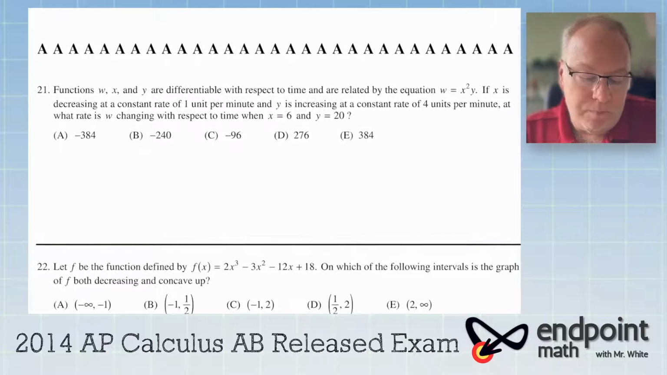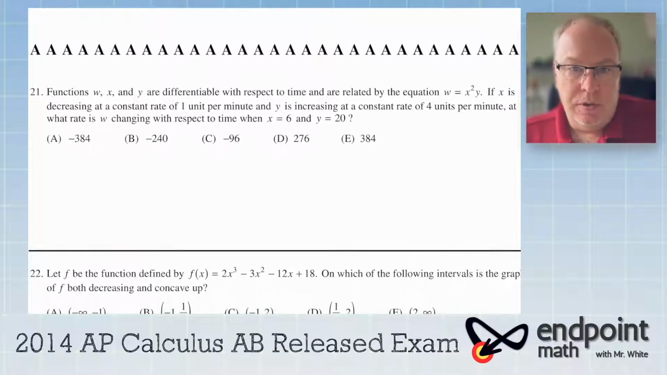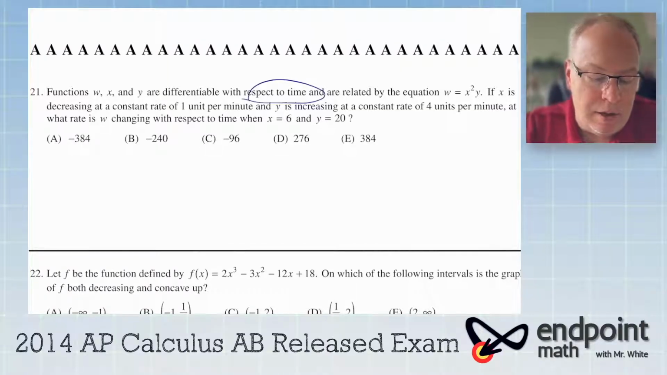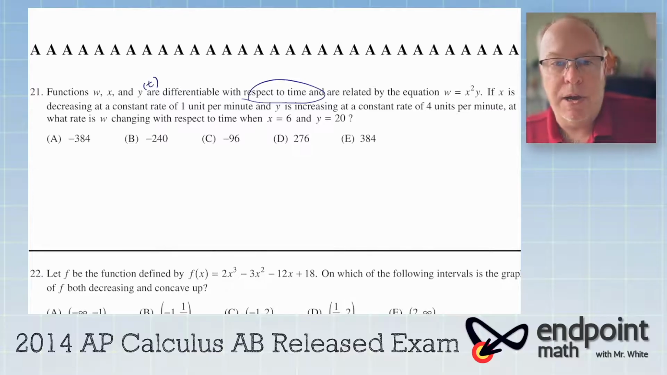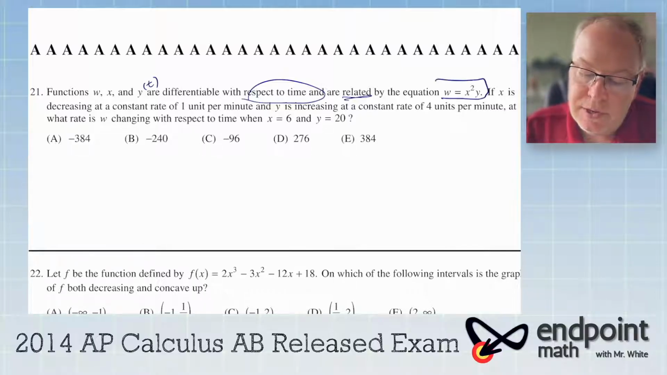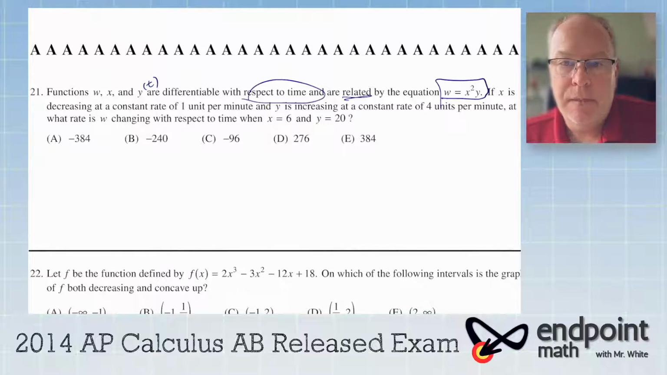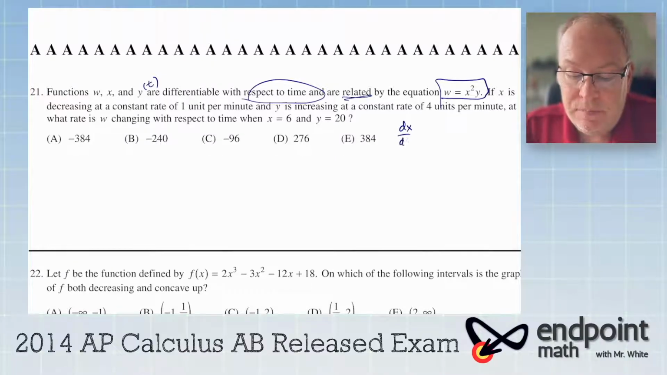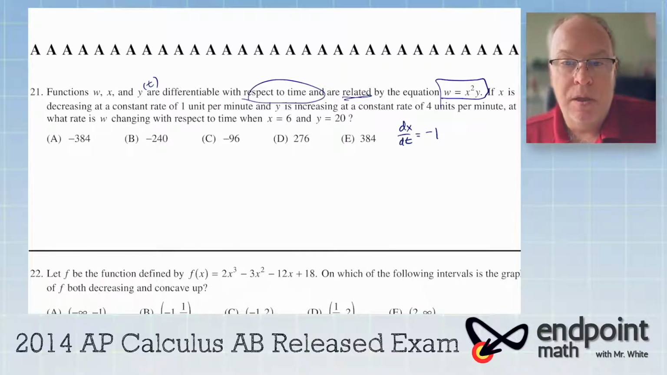Number 21. We have functions w, x, and y, and they're all differentiable with respect to time. Uh-oh, it sounds like a rate of change problem. Okay, our related rates by the equation w equals x squared y. If x is decreasing at a rate of 1, that's why I write dx/dt equals -1. I always use the Leibniz notation. Decreasing means it's going down by 1, so I convert it to Leibniz notation as I'm reading it.